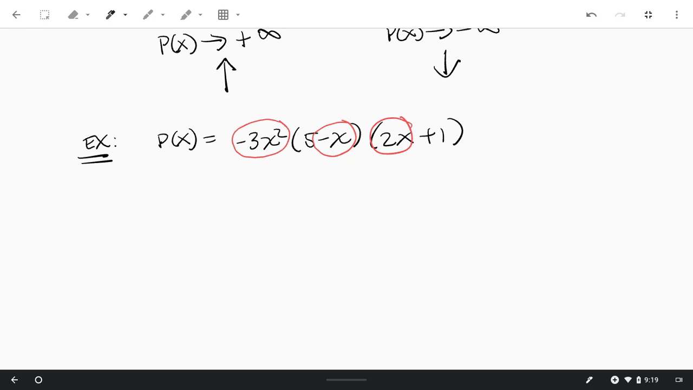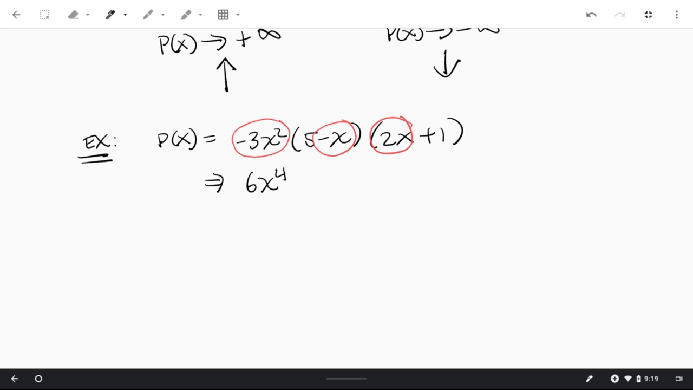Okay, so I'm only going to use those. And what I come up with here is -3 times -1 times 2. So that's going to be +6. And I get x squared times x times x. That's x to the 4th. So that's going to be my leading term. I don't need the rest of the terms. Now I can go ahead and figure out my right behavior.